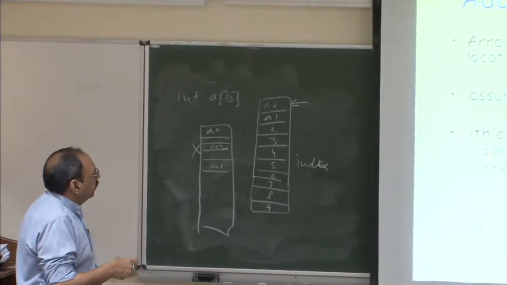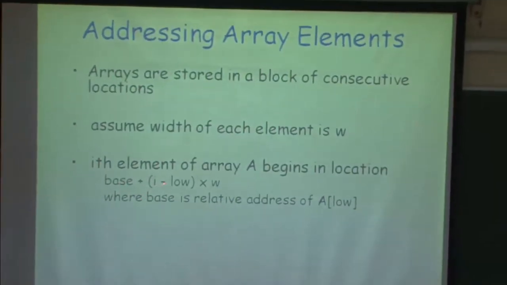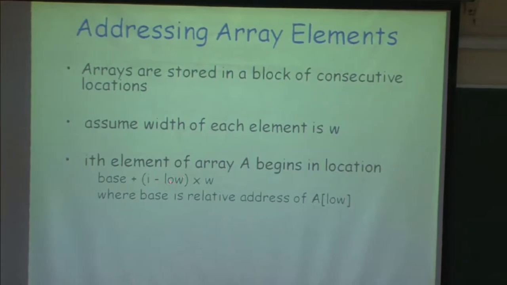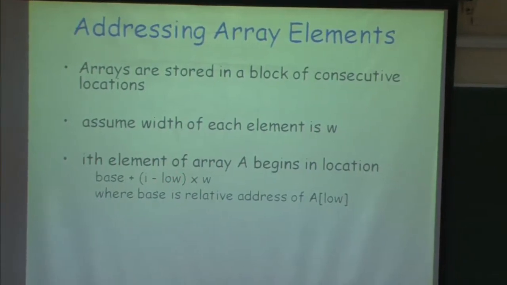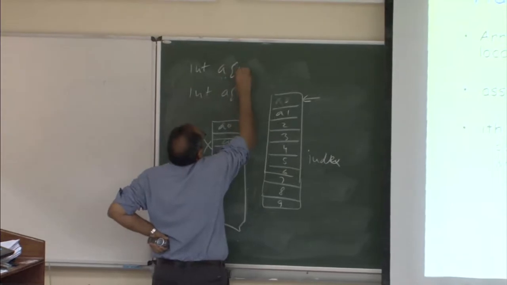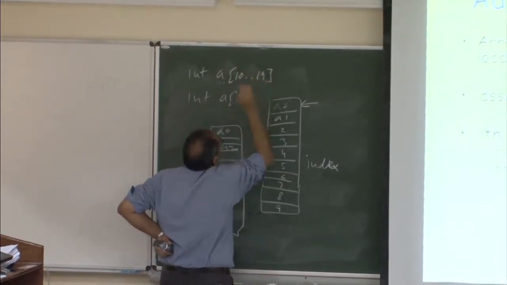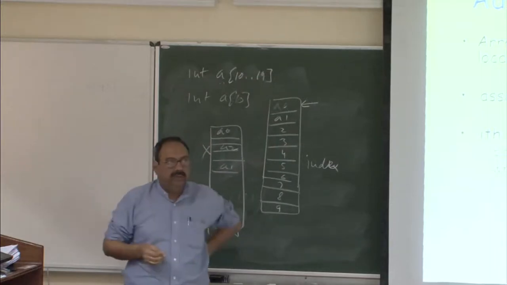Now when I say that I want to find the ith element, all this is saying is that I need to know my base address, plus I need to know what the lower index is. Depending on the language, it could be 0, it could be 1, or there are languages which will permit declarations which say A is 10 to 90. That is also perfect.